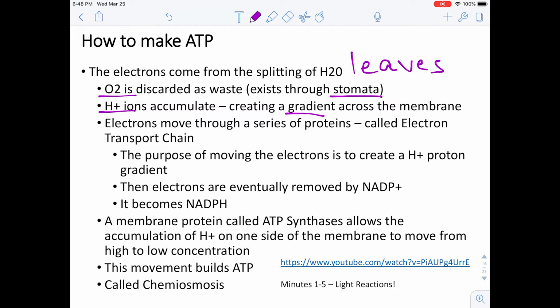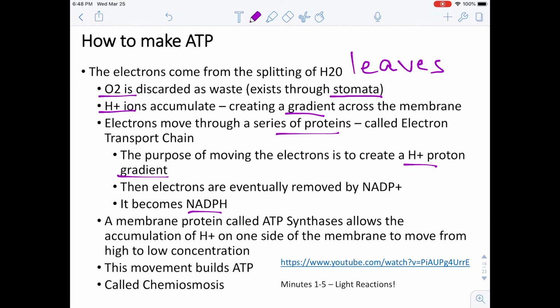The electrons that we've stolen from the water are going to move through a series of proteins called the electron transport chain. The purpose of moving the electrons is to help create that hydrogen proton gradient. The electrons are eventually removed from the process by NADP+, and they form what's called NADPH. So it's just a way to remove the electrons when you're done using them.